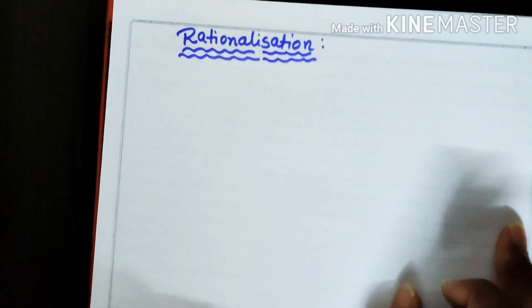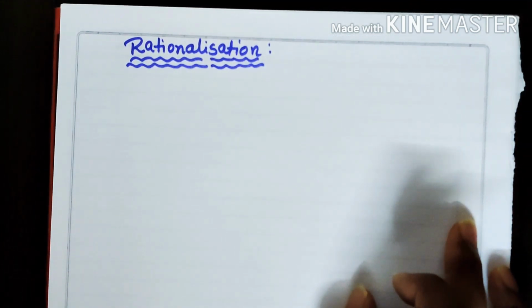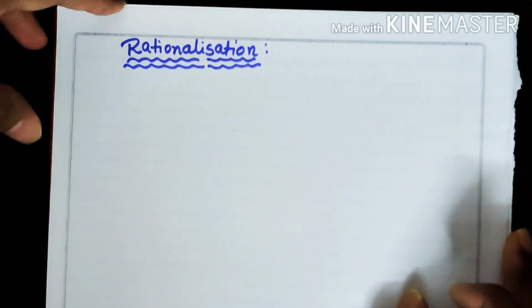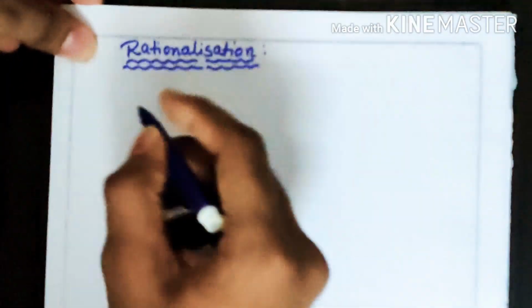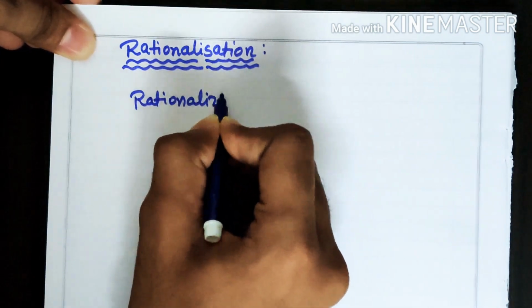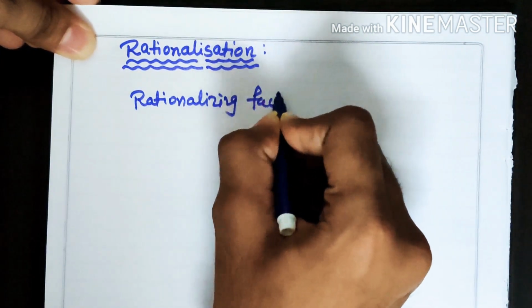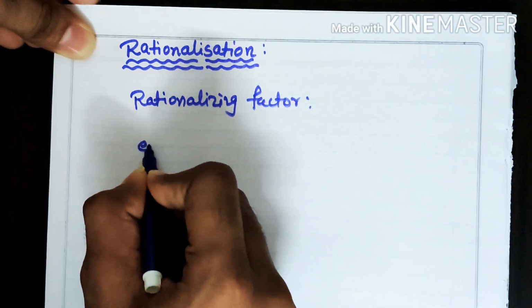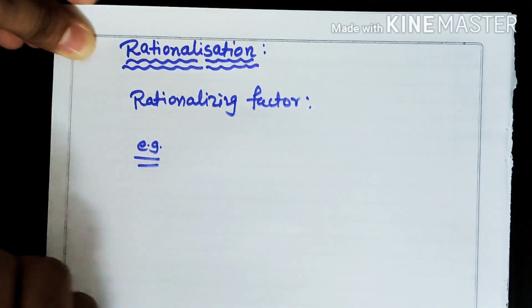So students, in our previous video we have studied the introduction to rationalization. I have explained what rationalization is, why we do it, what the reasons are, and what the process of it is. Okay, and in the previous video I have also explained the rationalizing factor. Let us quickly revise.